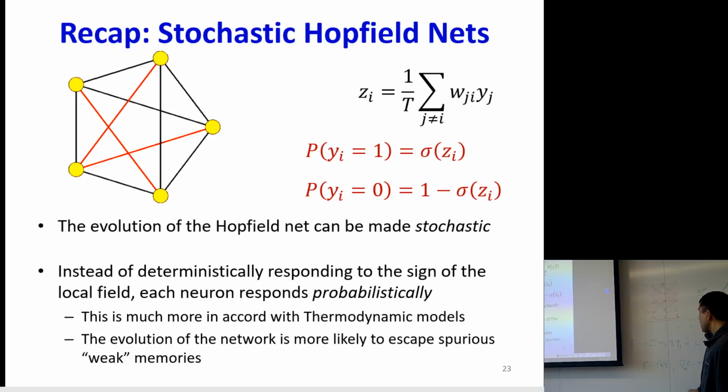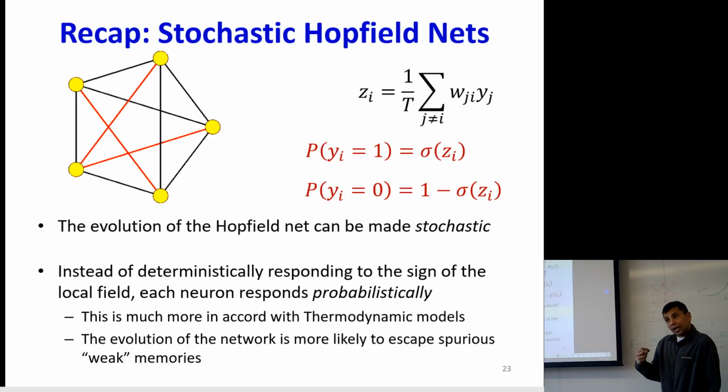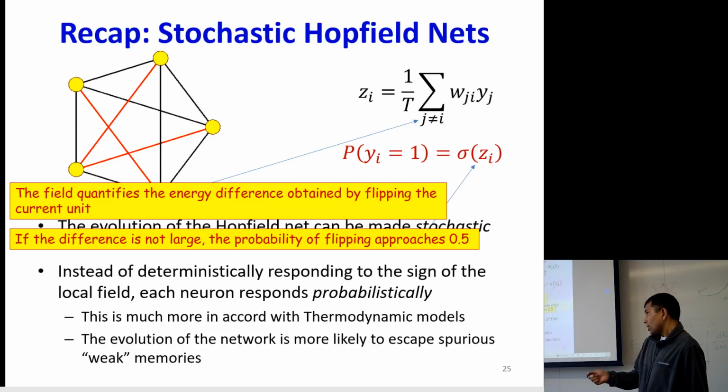So observe what happens over here. When Z is very large, the output almost assuredly aligns itself with the field. If Z is a very large negative number, the output almost always aligns itself with the field. But for intermediate Z values, there is a probability that the output does not align itself with the field, right? So this first term over here, the field, quantifies the energy difference obtained by flipping the current unit. And if the difference is not large, the probability of flipping approaches 0.5.